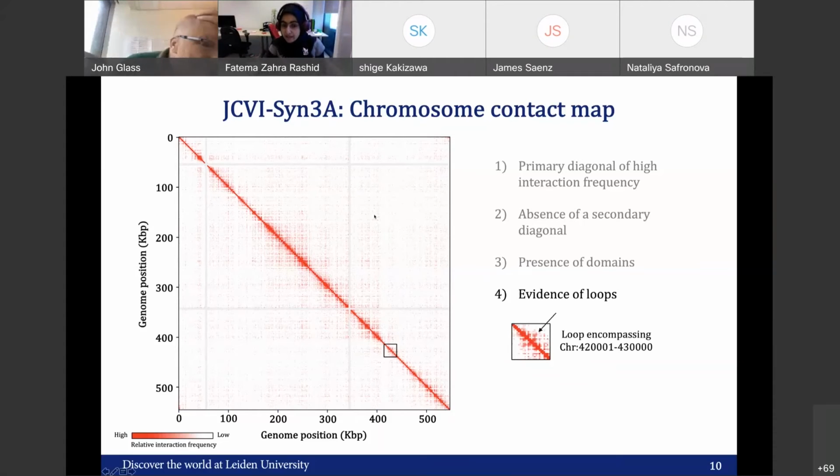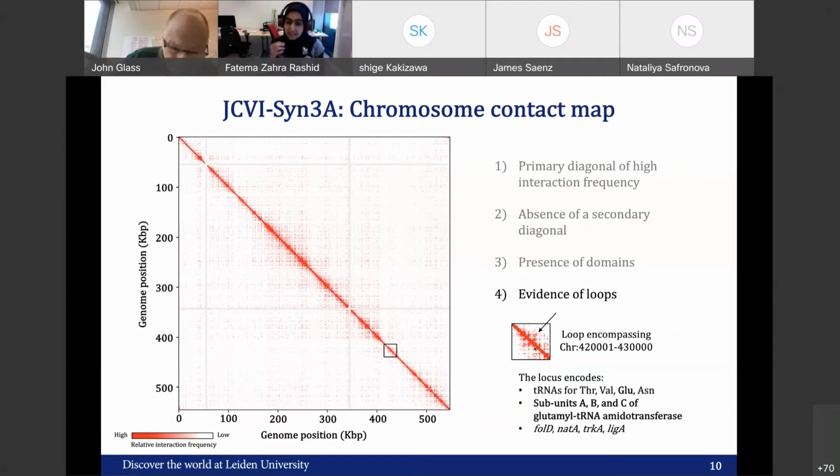And this means, I hope you can see the cursor, that these two corresponding regions here are anchored to each other by a nucleoid-associated protein, and the intervening DNA loops out. Now, for me, this loop is rather interesting because it may form as a consequence of co-regulation, since this loop actually encodes a tRNA for glutamine, and it encodes subunits A, B, and C of glutamyl-tRNA amidotransferase.